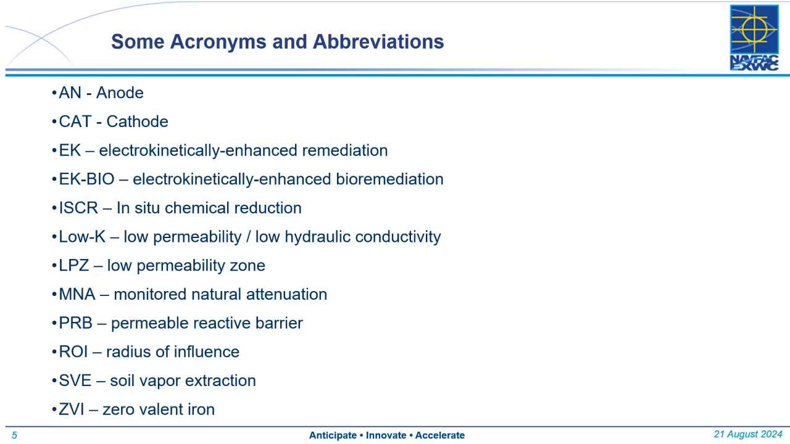There are a number of acronyms in this presentation, some of which you've probably seen before, some maybe you haven't. AN for anode, CAT for cathode. EK is electrokinetically enhanced remediation. EK bio is electrokinetically enhanced bioremediation. ISCR is in situ chemical reduction. Low K is low permeability, low hydraulic conductivity. LPZ is low permeability zone. M&A, you've seen that. PRB, you've seen that. ROI, radius of influence. SVE, soil vapor extraction, and ZVI, zero valent iron. So you're going to see some of these acronyms throughout this presentation.